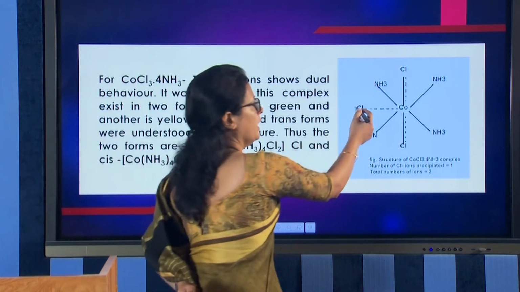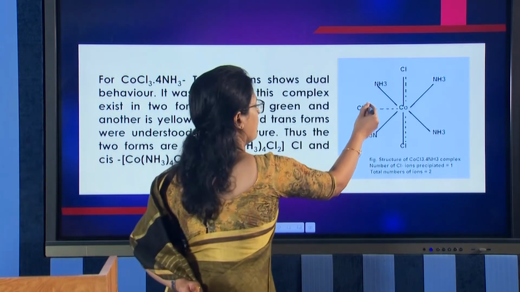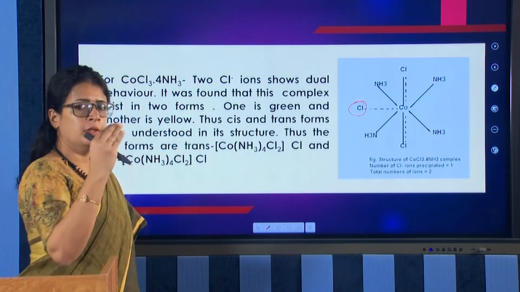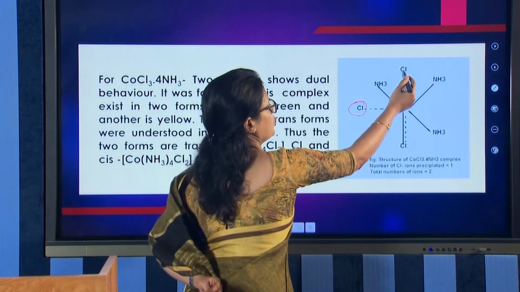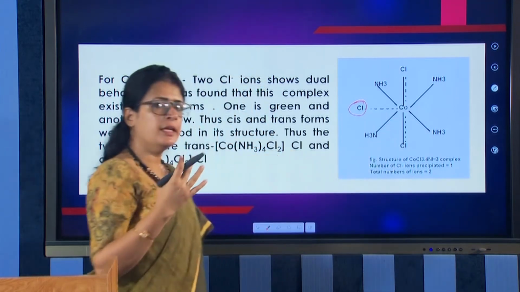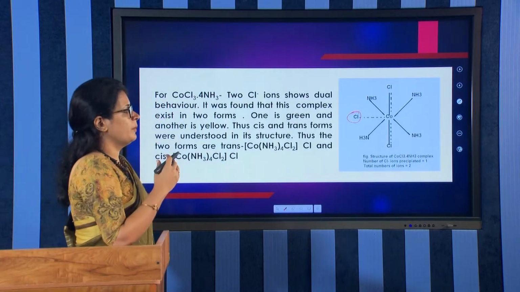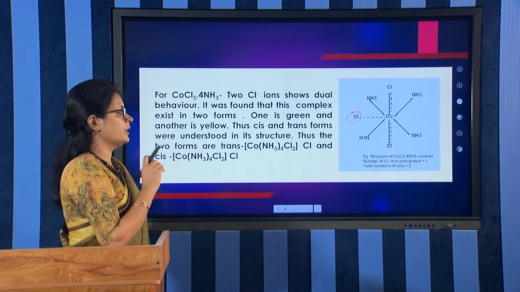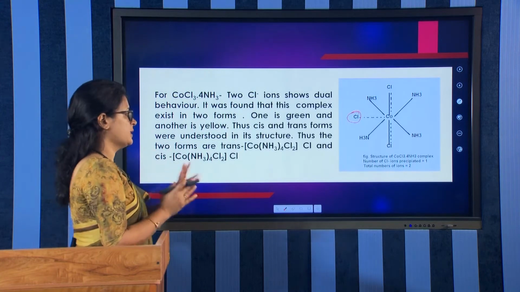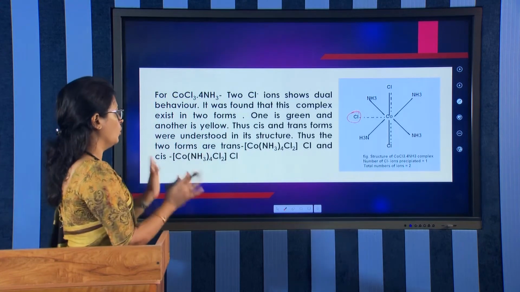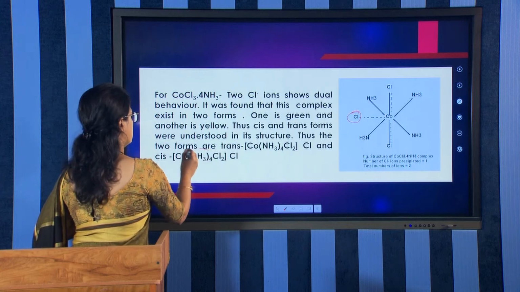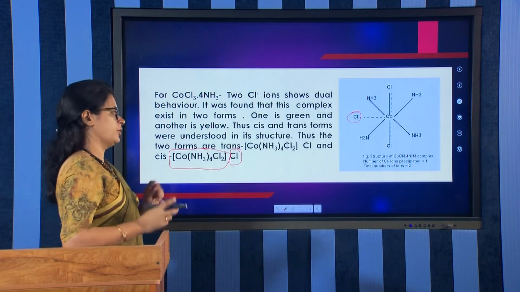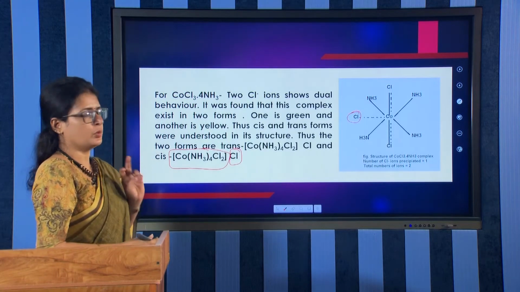Only 1. That is why there is a dotted line for this single chloride ion. And you can see 2 chloride ions with the dual nature, that is 1 and 2. They are acting as both primary as well as secondary valency. So, the number of chloride ions precipitated with silver nitrate will be 1, and the total number of ions furnished was 2, that is 1 chloride ion and the whole complex ion. How is it? This is one complex ion and another chloride ion. 2 ions will be furnished in the solution.